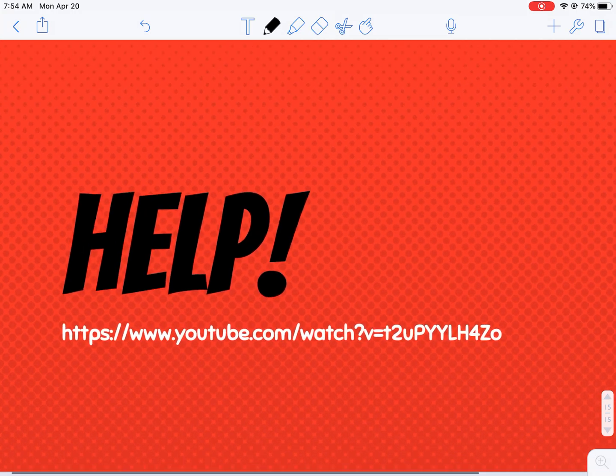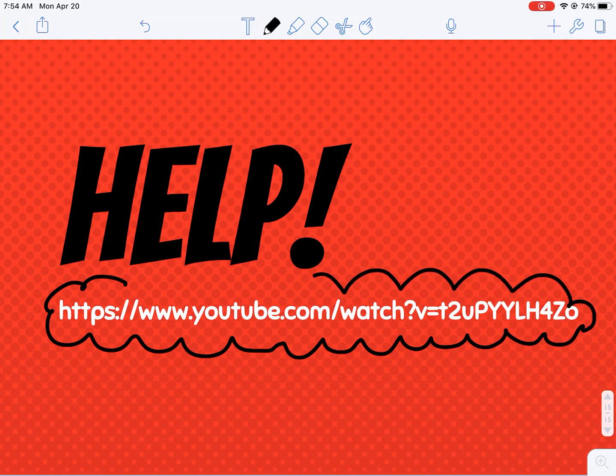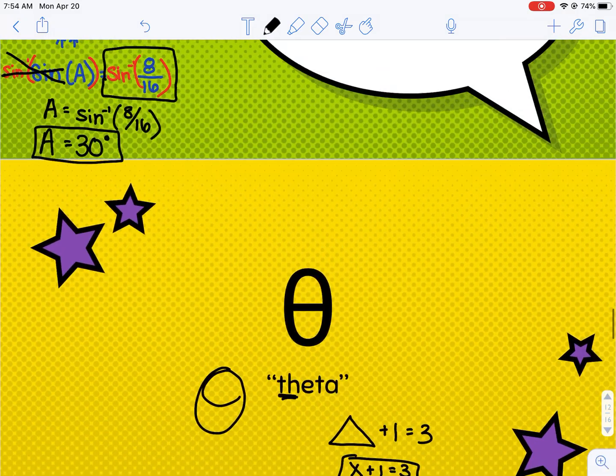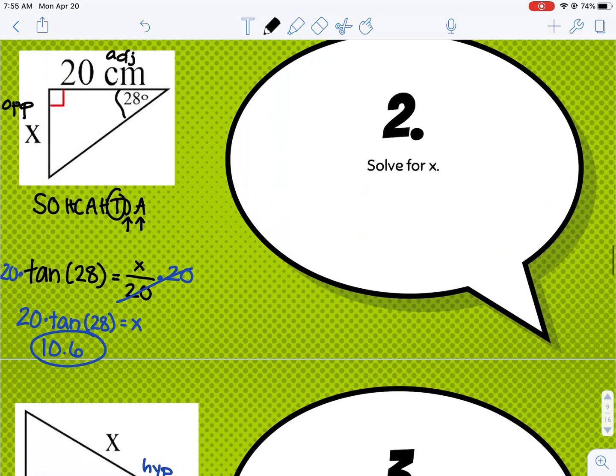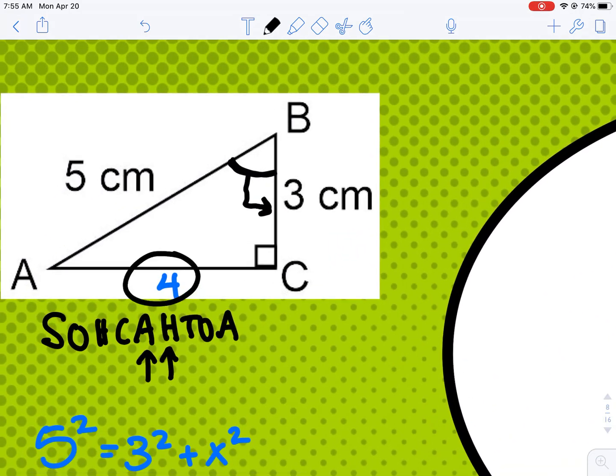Cool. There is a link down here and on your notes to a very catchy and kind of annoying song, if that helps you. You have a checkpoint to work through. Make sure that when you have a problem like this where you're finding the ratios, you solve for that missing side first.